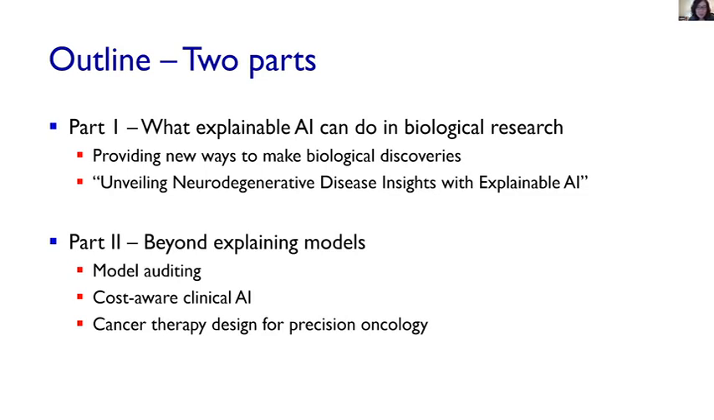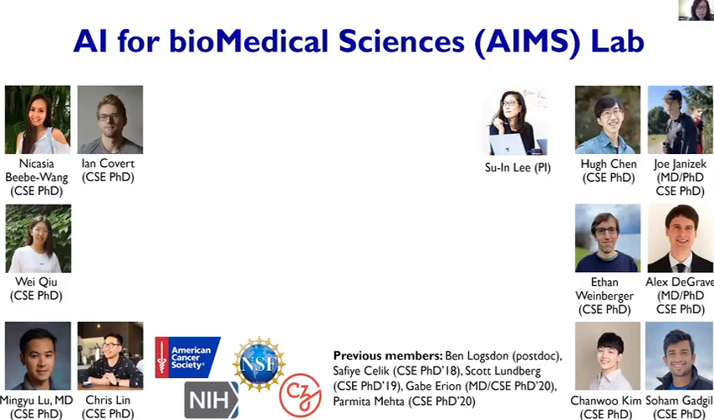So in the second part, we are going to see how explainable AI can open new research directions in biology and healthcare, and that can give us a clue about how explainable AI needs to evolve and then improve to solve a wide range of real problems in biomedicine.